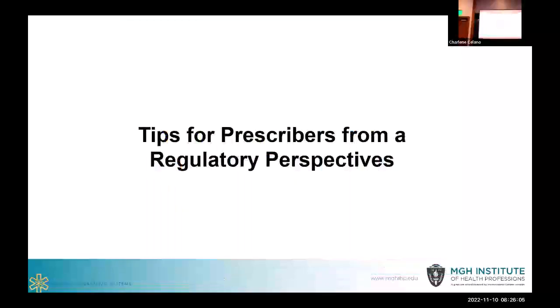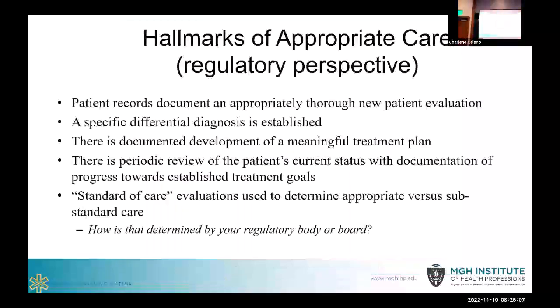All right, let me sort of roll through these. Here are a few tips I have about how to stay out of trouble if you're using opioids in an appropriate way. The first one is to make sure you document comprehensively and appropriately a thorough new patient evaluation. Even if it's someone who has an established diagnosis that you're taking on, make sure that you either summarize or document using objective data that you've done a thorough new patient evaluation.